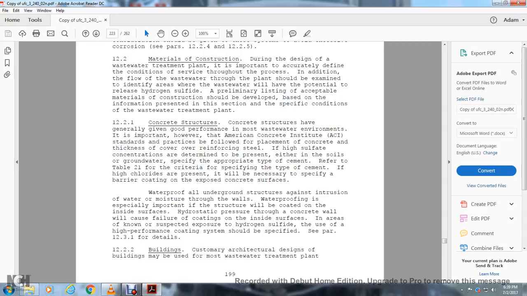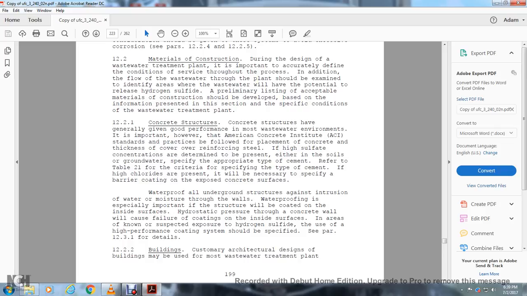12.2.1 Concrete structures. Concrete structures have generally given good performance in most wastewater environments. It is important, however, that the American Concrete Institute standard practices be followed for the placement of the concrete and the thickness of the cover over the reinforcing steel. If high sulfate concentrations are determined to be present in either the soil or the groundwater, specify an appropriate type of cement. Refer to Table 21 for the criteria for the specific type of cement. If high chlorides are present, it will be necessary to specify a barrier coating on the exposed concrete surfaces.